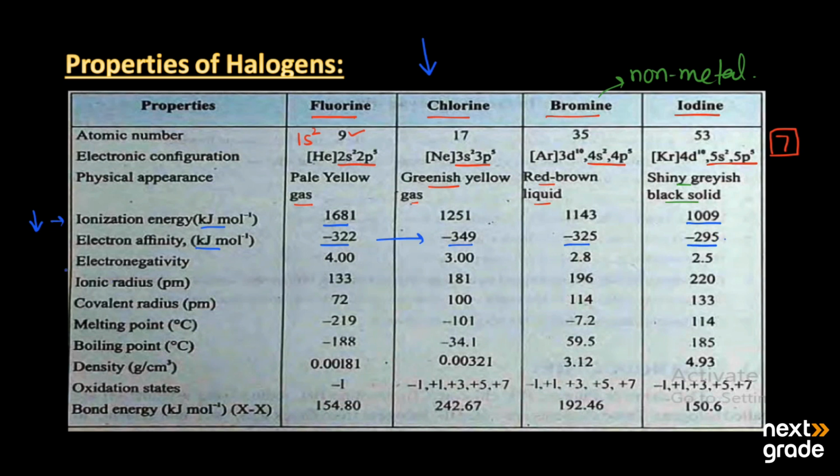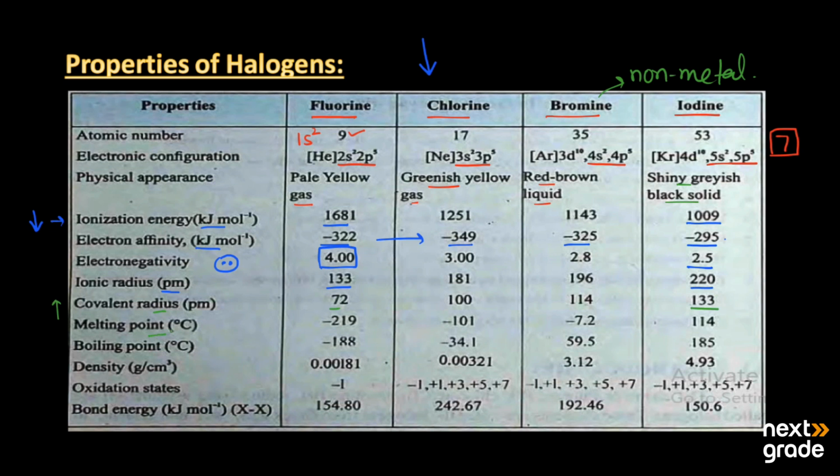So there is also a decrease in the electron affinity, from -322 down to -295 at the end. Electronegativity is the measure of the strength or ability to attract the shared electron pair towards itself in a chemical bond. The highest electronegativity among all the elements in the periodic table is that of fluorine, and it decreases when we move down the group. Ionic radius, in picometers: fluorine has the smallest ionic radius, 133 picometers, and iodine has 220 picometers. Then the covalent radius also increases down the group, from 72 to 133 picometers.